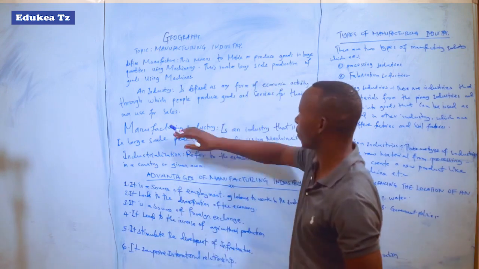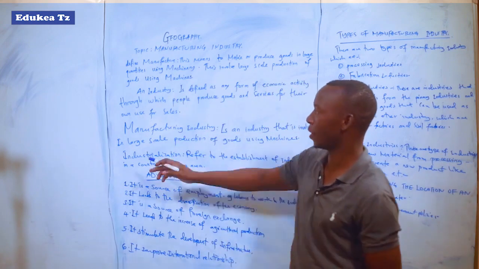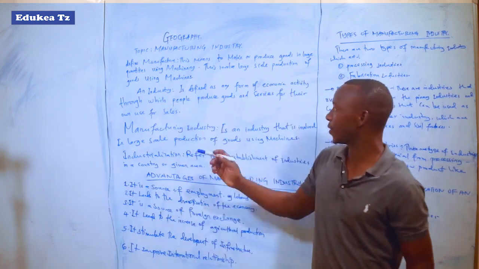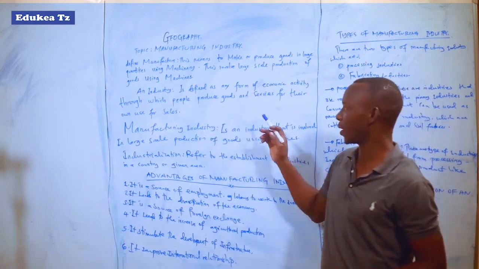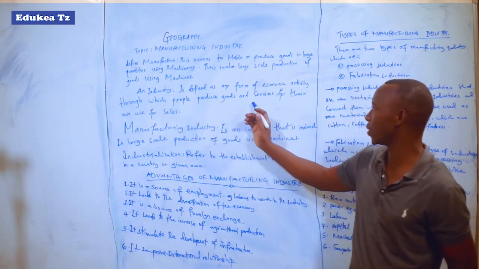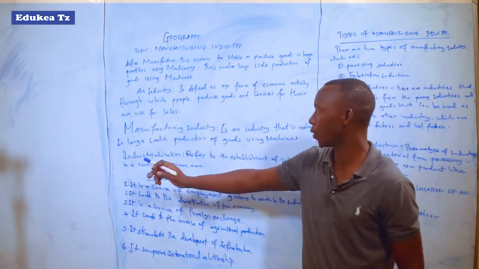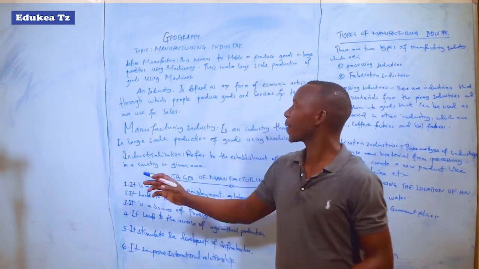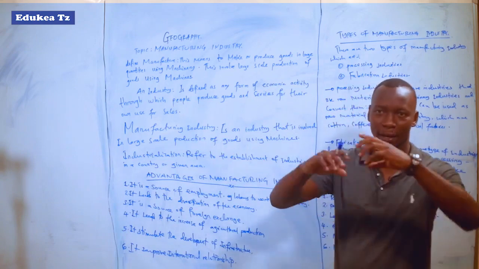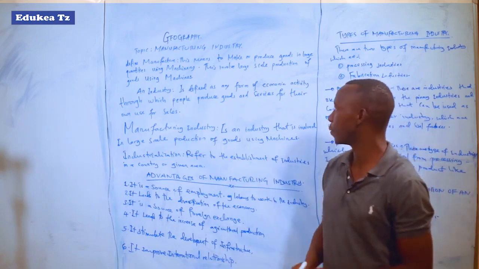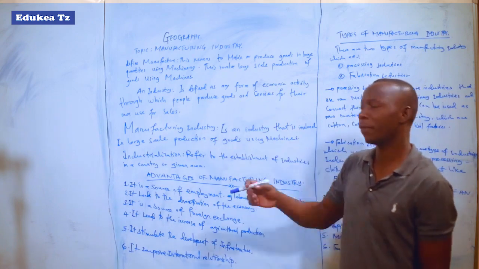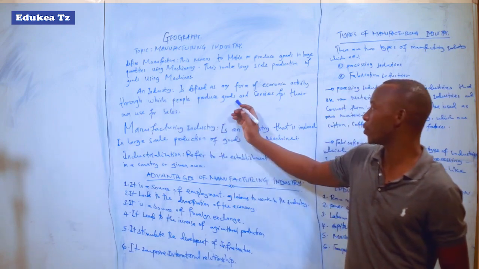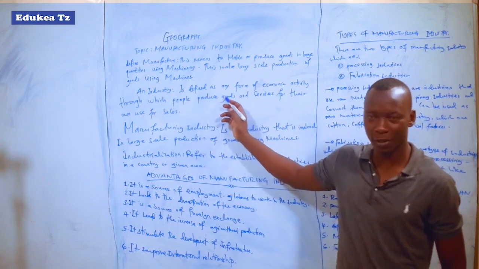So my dear students, after looking at the meaning of manufacture, let us see now an industry. What is an industry? An industry is defined as any form of economic activity through which people produce goods and services for their own use or for sale. This is an institution which involves the production of any form of economic activity through which people produce goods and services. You produce goods and services.